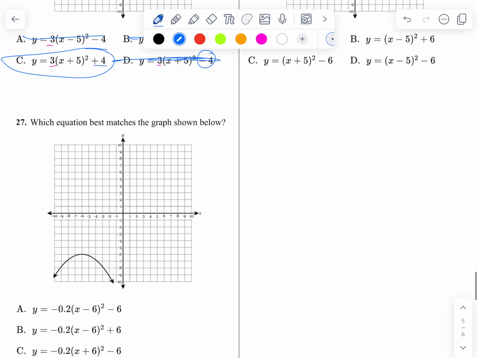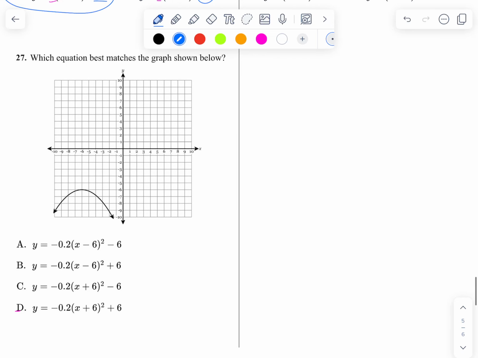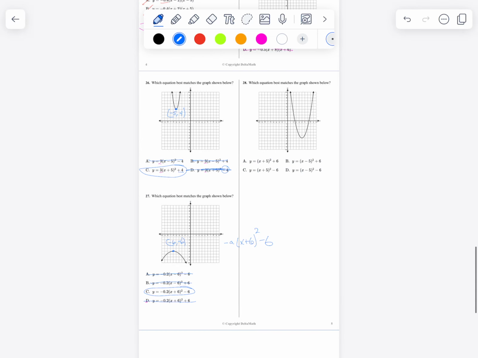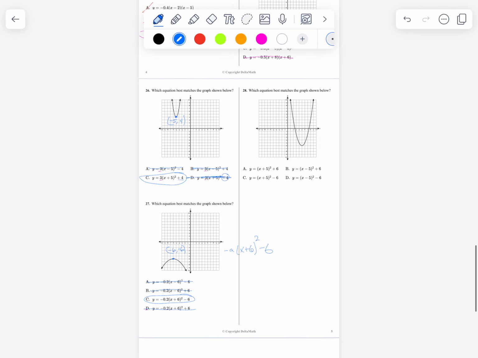Looking here at 27, they're all facing down, so that's why the A number has to be negative. I can't eliminate it there, but I can look at the vertex, and it is at negative 6, comma, negative 6. So I know that this has to be some A number that's negative, and then it's x plus 6, squared, and then minus 6. So the ones that have minus, those are out. And I'm looking for the plus 6, minus 6 one, which is right here. So this one's out. And then the last one's number 28.